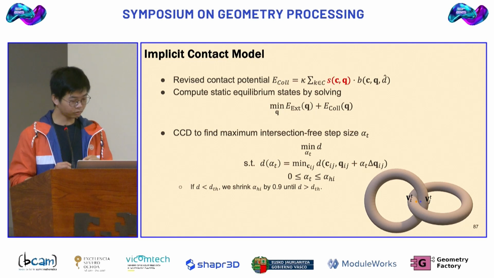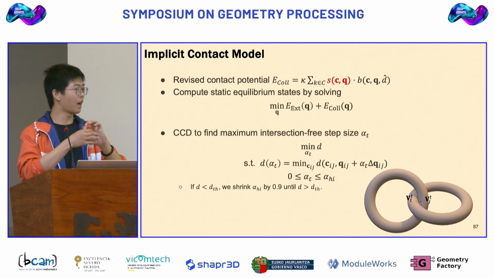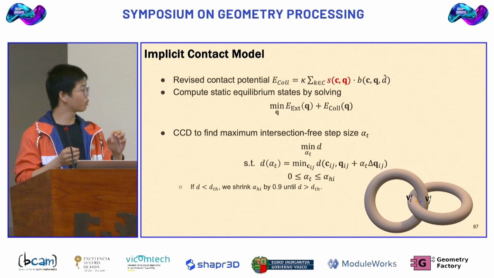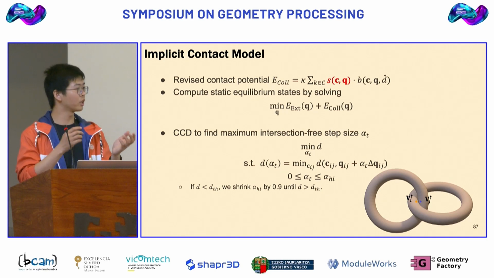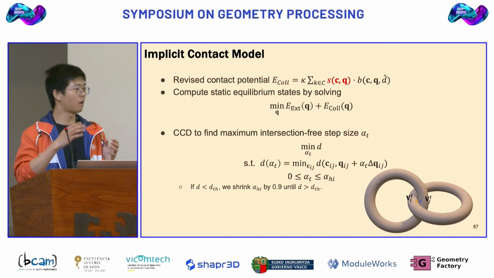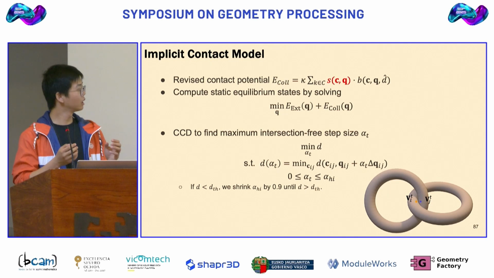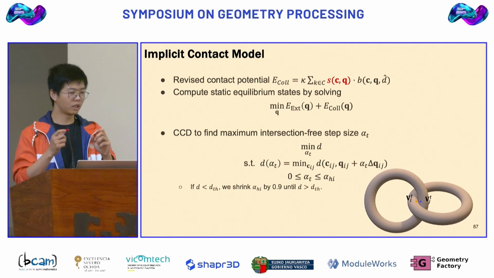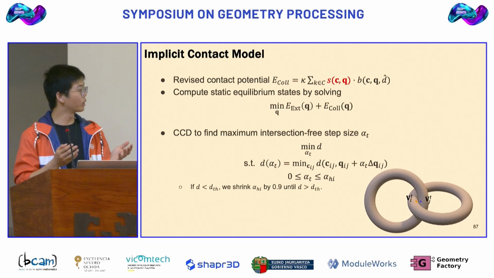So if we obtain the distance, basically if two tori during CCD, we compute the distance. And if this distance is smaller than a very small threshold, for example, its value corresponding to 1 to the power of -20, then we treat it as contact. Then we will shrink this alpha hat, which is the maximum step size, by 0.9 until we find a distance that is larger than the threshold, so that we can find the distance between two tori is larger, and without any intersection.